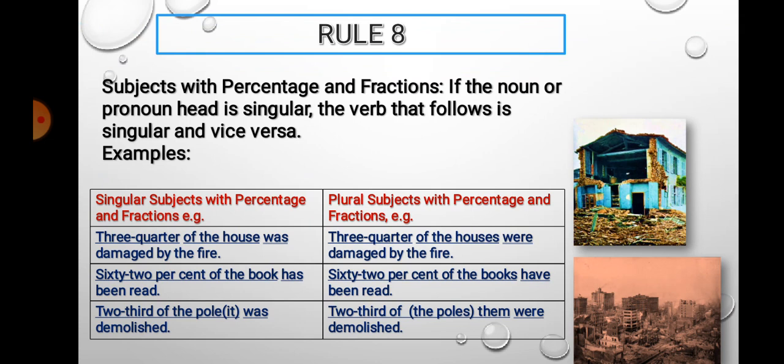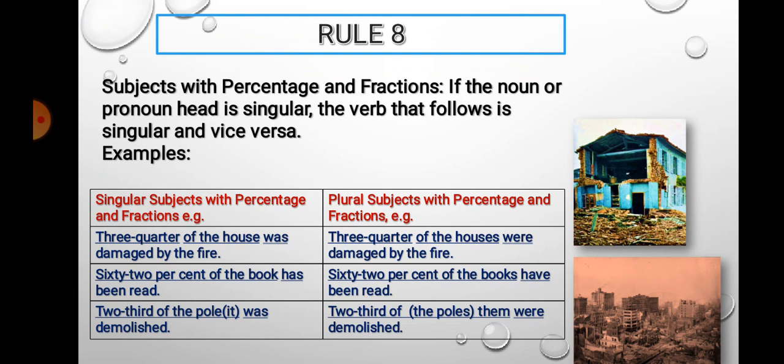Rule 8 says subject with percentage and fractions. If the noun or pronoun head is singular, the verb that follows is singular, and vice versa. Let's check the examples. 3/4 of the house was damaged by the fire. So the noun head there is the house. Then it selects a singular verb was.